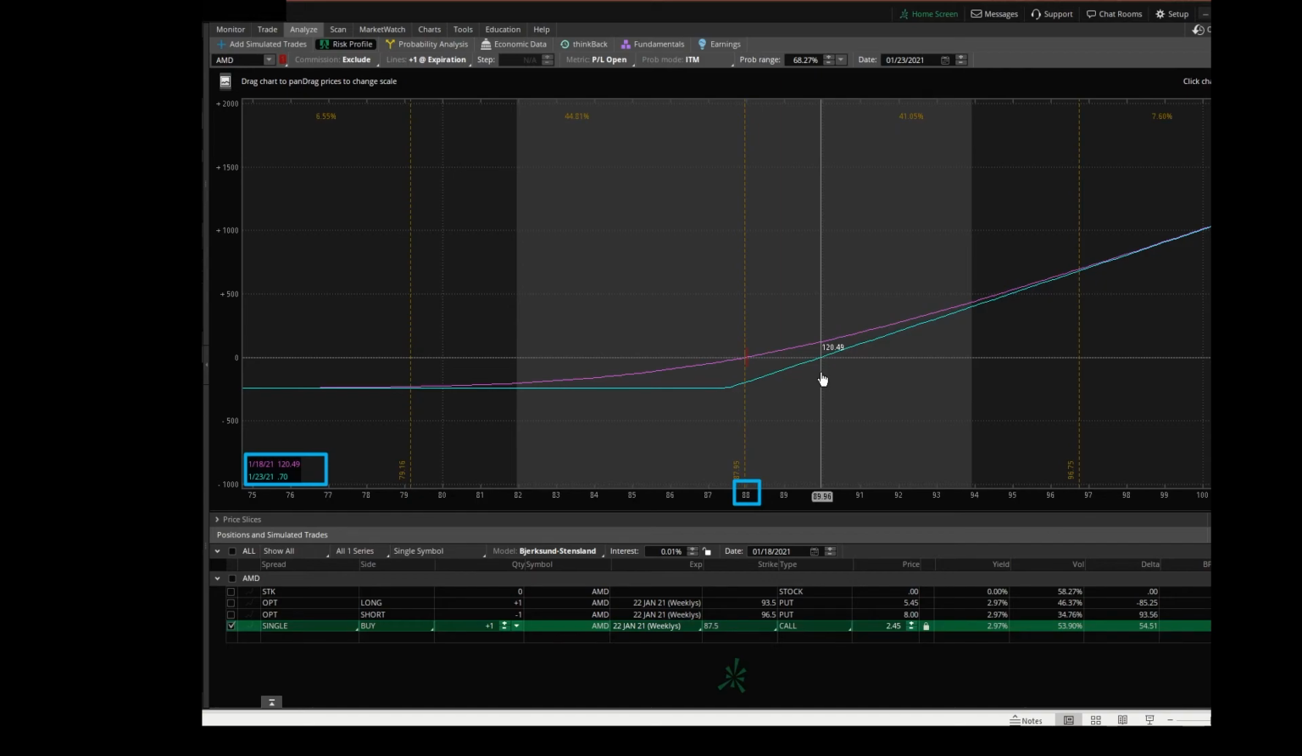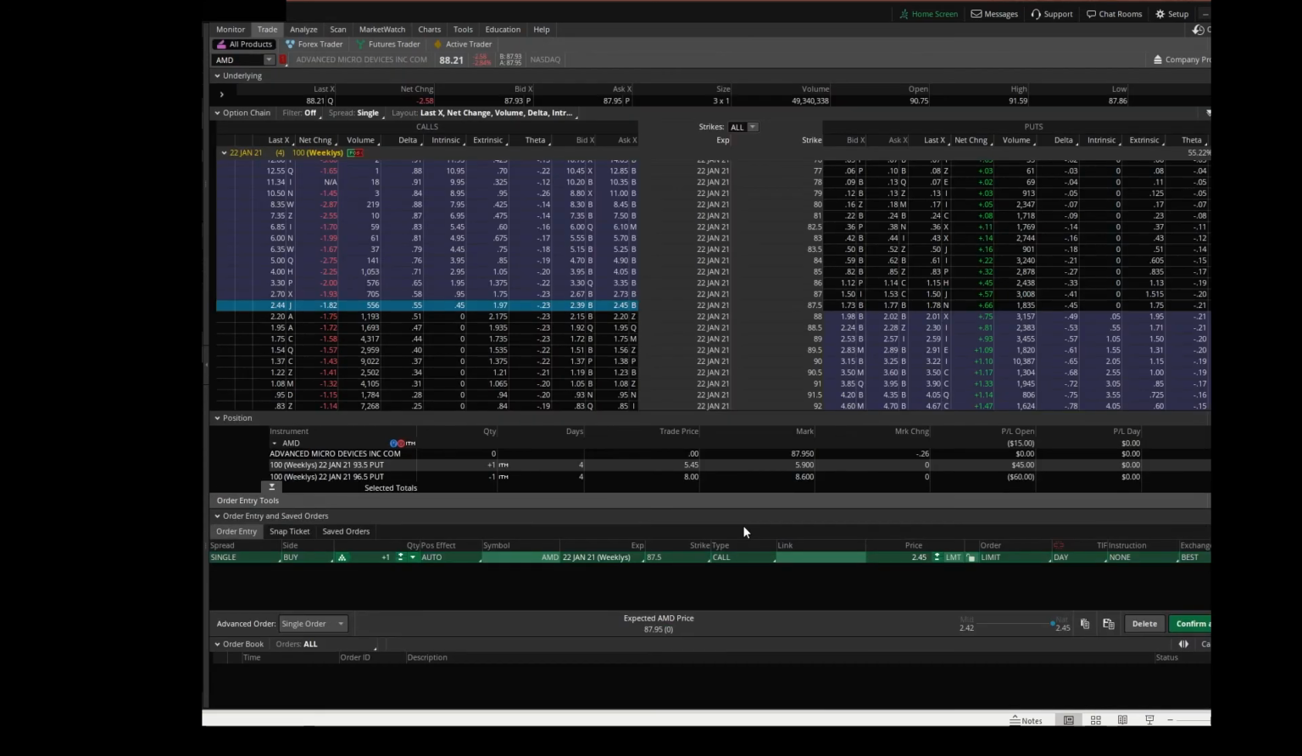The difference is $1.96. And if you go back to the option chain, we see that the extrinsic value, or the premium, is $1.97. What this tells you is that the price of AMD has to move up by $1.96 from 88 to 89.96 in order for the option to break even if you decide to hold on to the option until just before expiration.